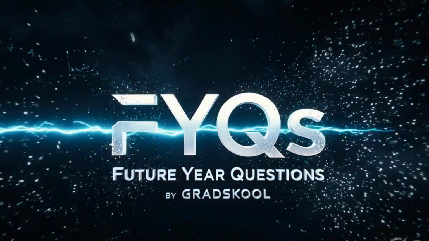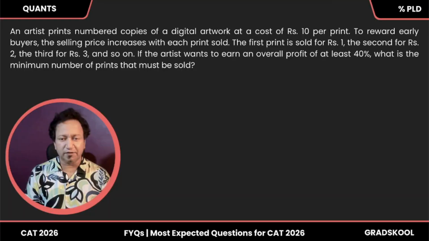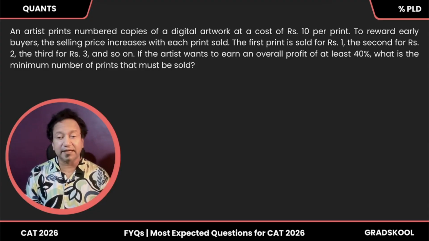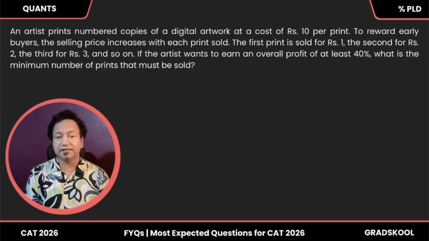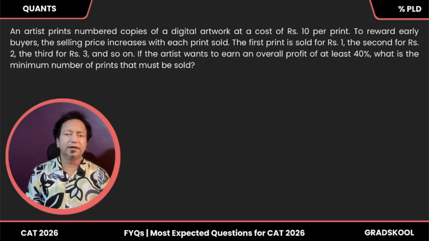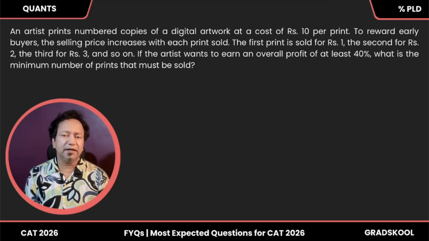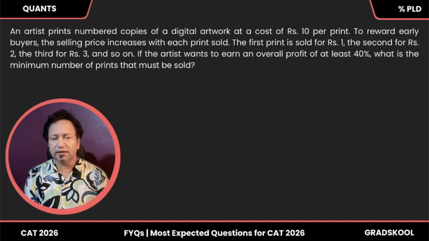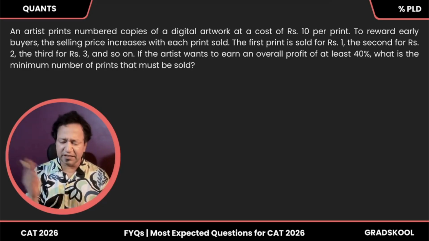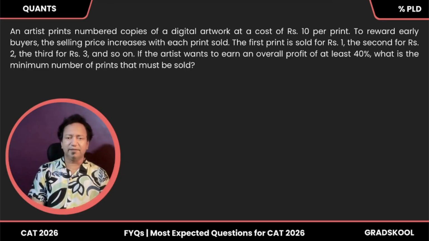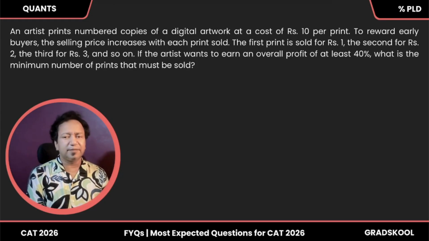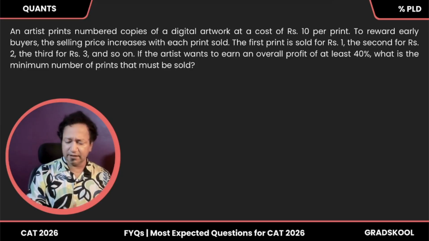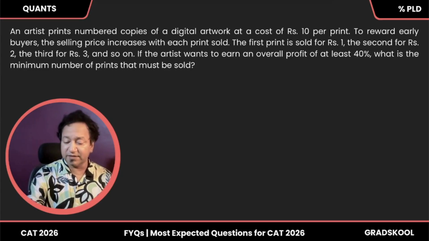Hey there, the question says an artist prints numbered copies of a digital artwork at a cost of rupees 10 per print. To reward early buyers, the selling price increases with each print sold. The first print is sold for rupees 1, the second for rupees 2, and third for rupees 3, and so on. By the way, rupees 1 should be rupee 1, but it doesn't really matter. If the artist wants to earn an overall profit of at least 40%, what is the minimum number of prints that must be sold?